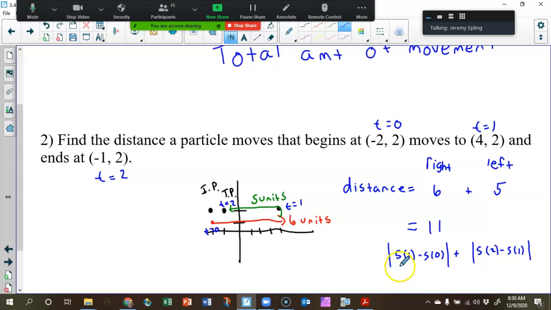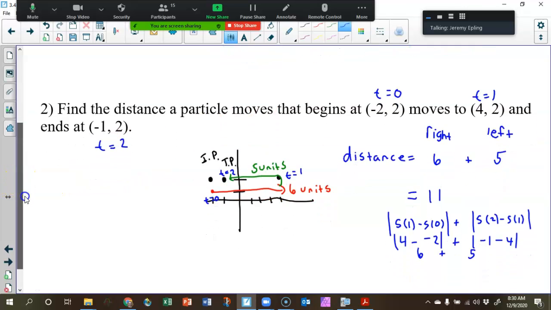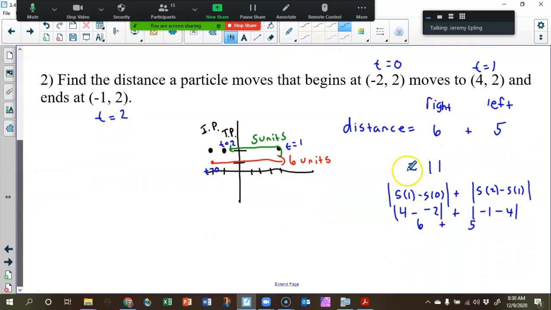And we could calculate. Well, S of 1, I was at 4. S of 0, I was at -2. S of 2, I was at -1. S of 1, I was at 4. I still have 6 units plus 5 units. That's not going to change if we do it as an algebraic problem as opposed to a picture problem.